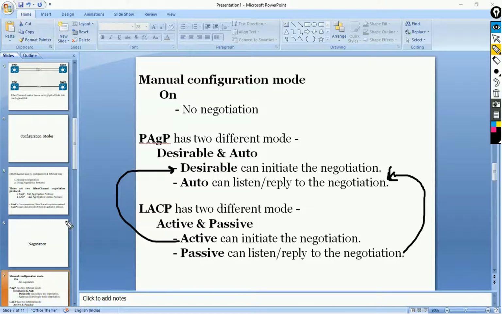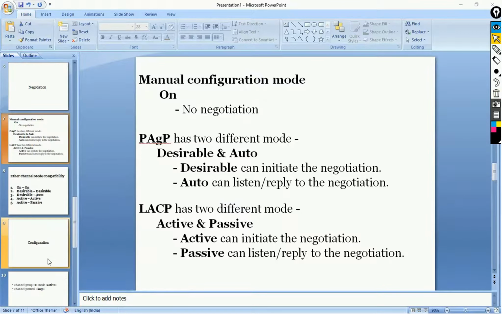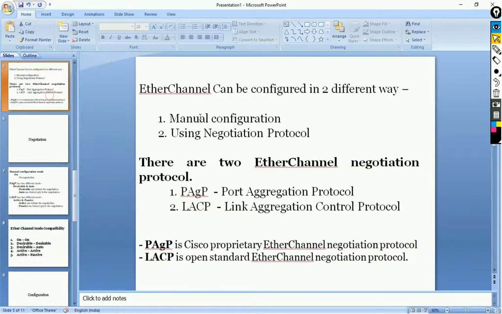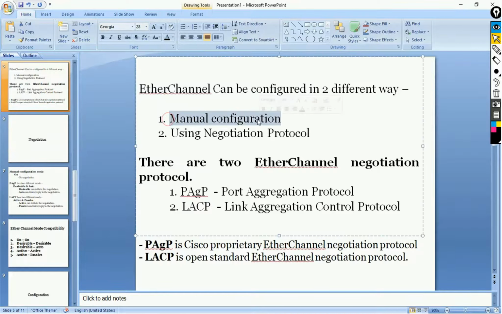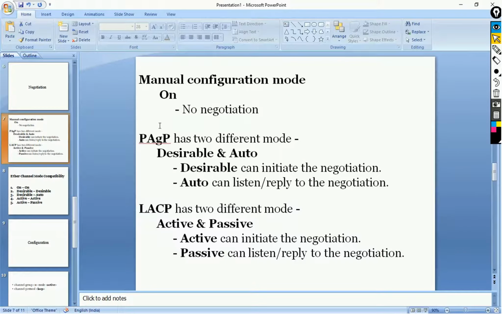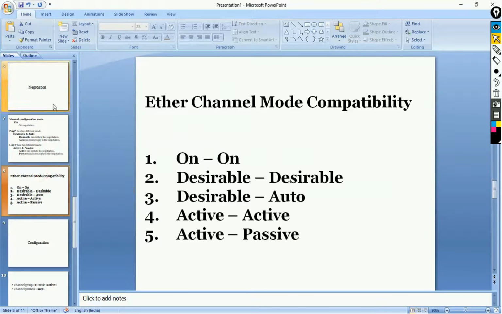Okay, now let's look at the mode compatibility. Okay, now manual configuration, there you can always go and configure it manually. So manual configuration, there is no negotiation or listening like that. It's just manually you go and configure. So we will see that in our lab session. Okay, so there are different compatibility of modes.